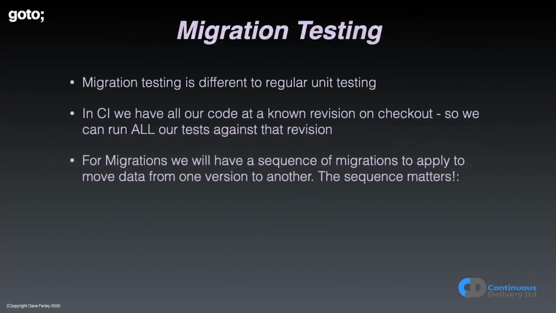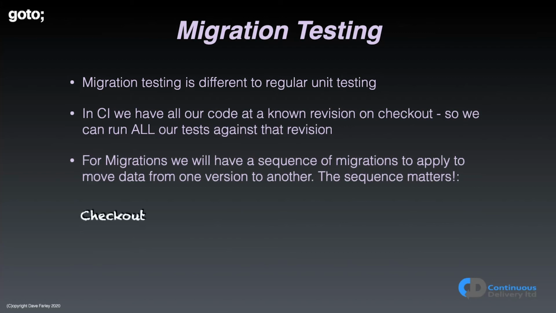Migration testing is different to regular unit testing in a couple of ways. In continuous integration, we have all of our code at a known version on checkout, and so we can run all of our tests against that version. And that gives us a lot of flexibility to optimize the performance of our testing by parallelizing things. For migration testing, we're limited in the degree that we can do that. With migrations, we have a sequence that is imposed upon us, and it matters that we stick to that sequence.